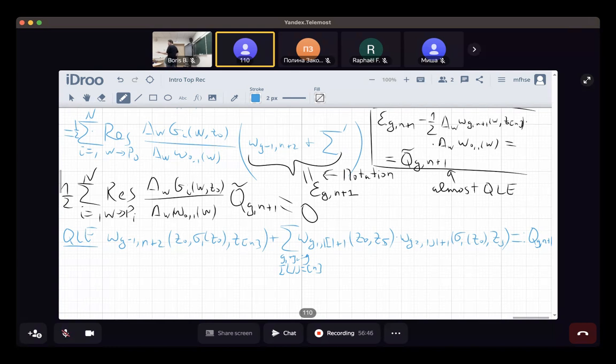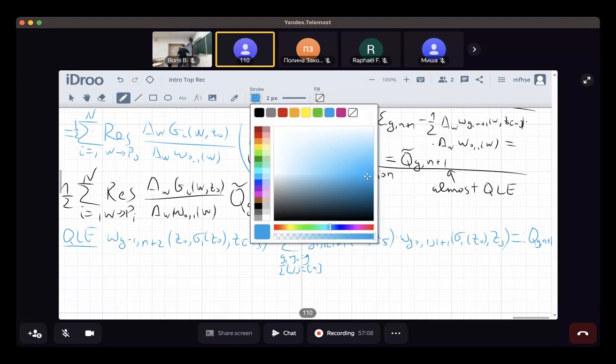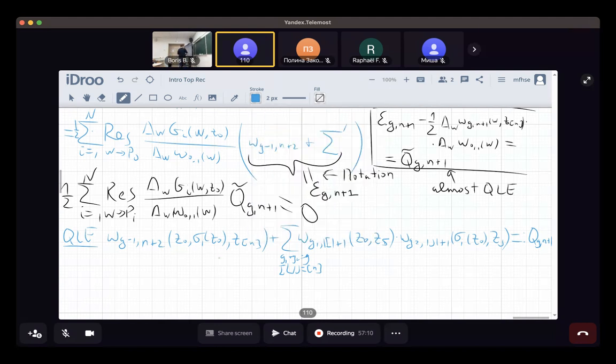And what was the statement of the quadratic loop equation? At every critical point, it has at least a double zero. So maybe let's write that it has a double zero at every p_i. The polynomial has at least a double zero.